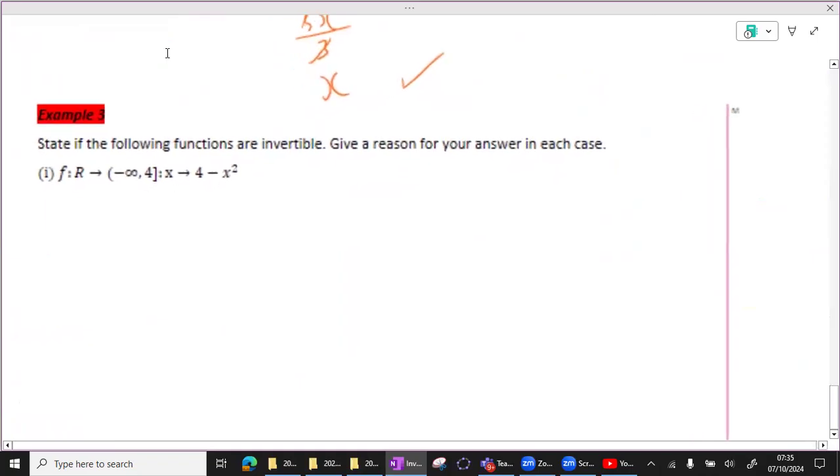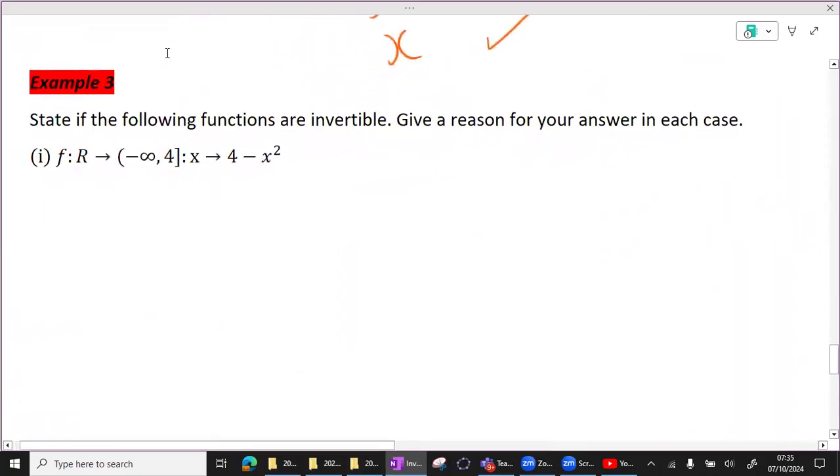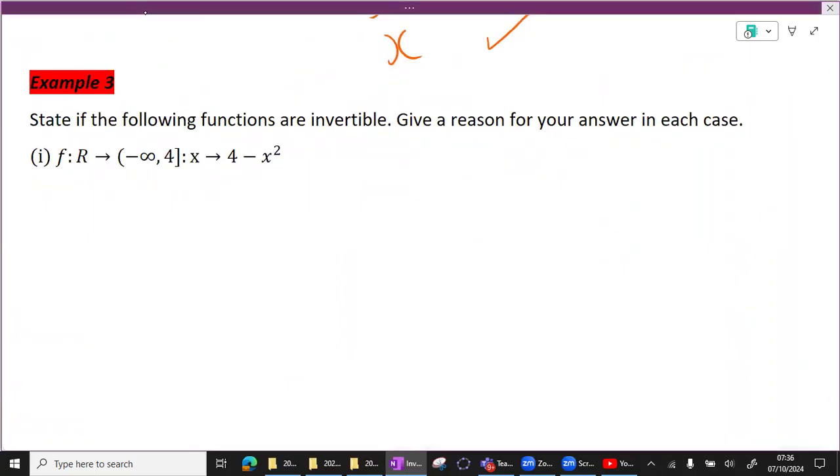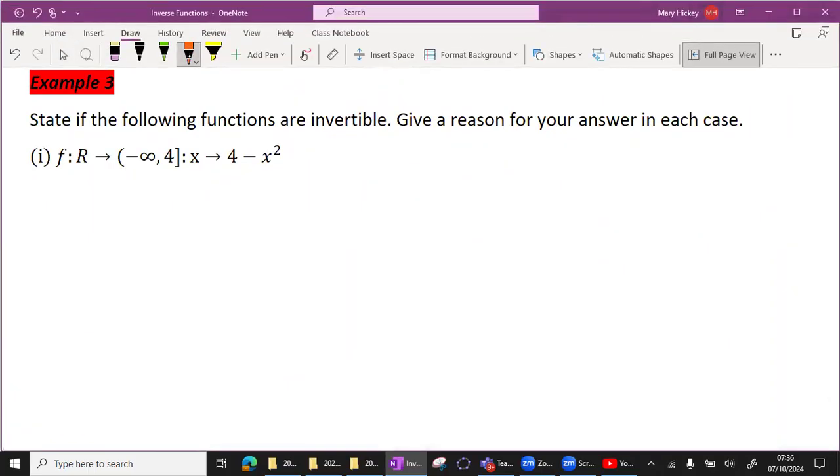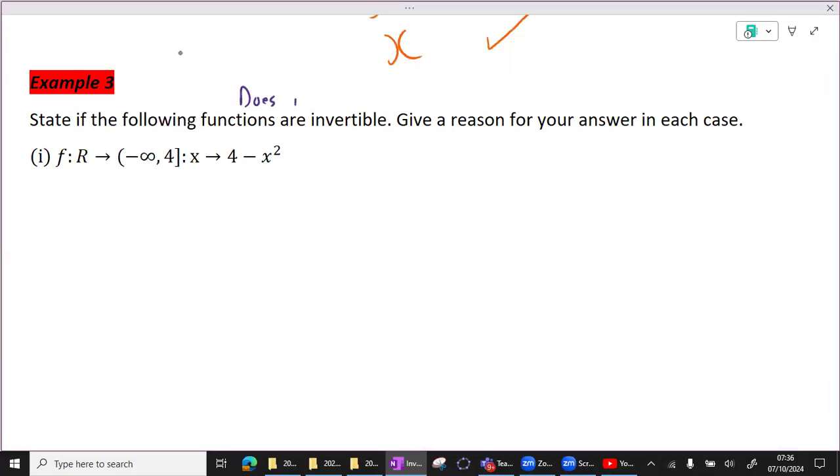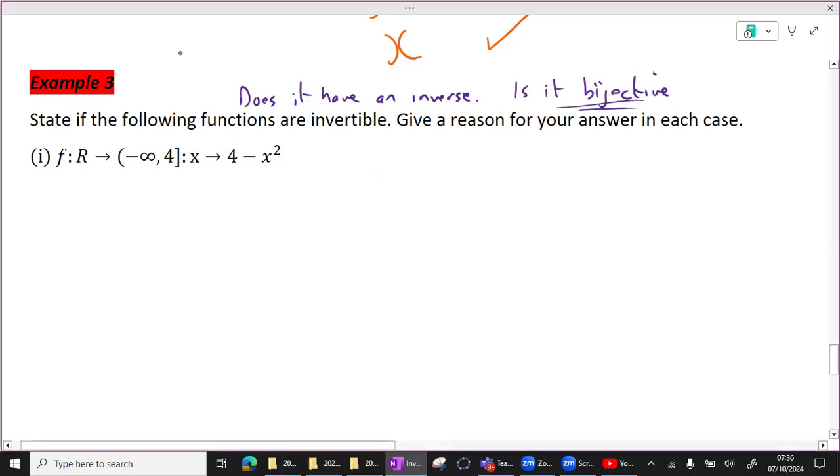It says state if the following functions are invertible. Give a reason for your answer in each case. So in other words, do they have an inverse? That's what that's basically asking us. Does this function have an inverse? Okay, so I suppose the only way of knowing whether it has an inverse is: is it bijective? If it is bijective, then it does have an inverse. So that's what we really need to prove, that it's bijective.